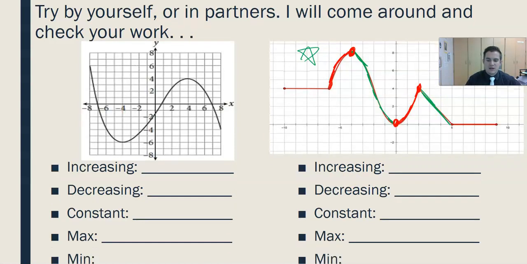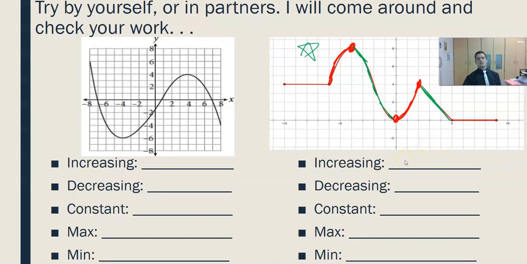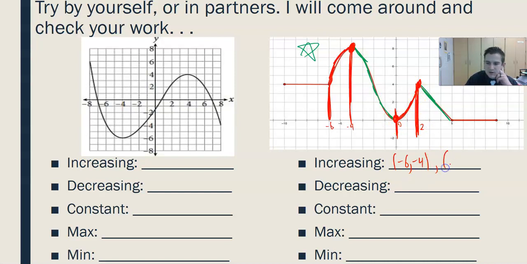So now let's look at where my graph is increasing, decreasing, constant, and when I have a maximum and a minimum. So increasing is from here to here. So from here to here, I'm increasing. So that's from -6 to -4. So I'm increasing from -6 to -4. Where else am I increasing? Well, I come down here, I'm decreasing. I'm increasing from right here to right here. So from 0 to 2. So I'm increasing again from 0 to 2. Is there anywhere else I'm increasing? No, there's not. So that's it.